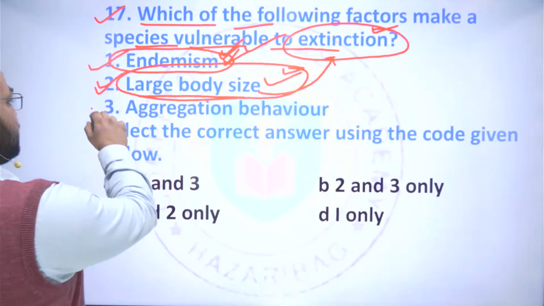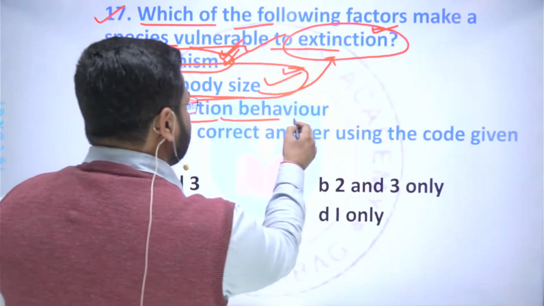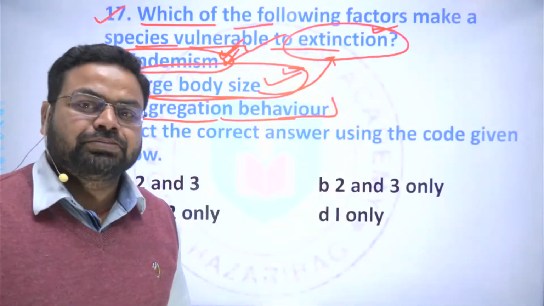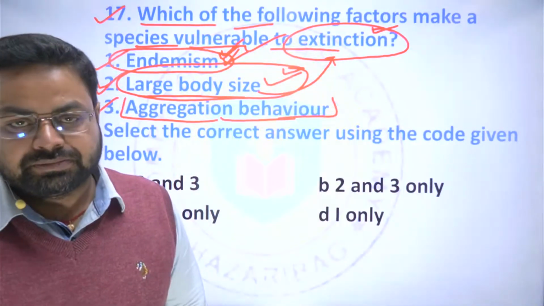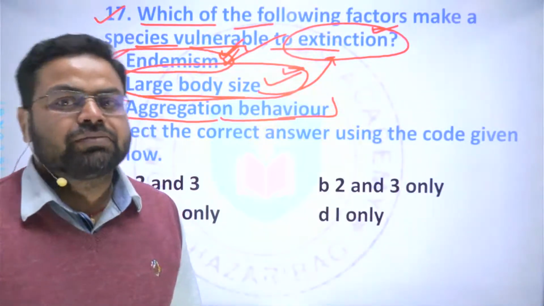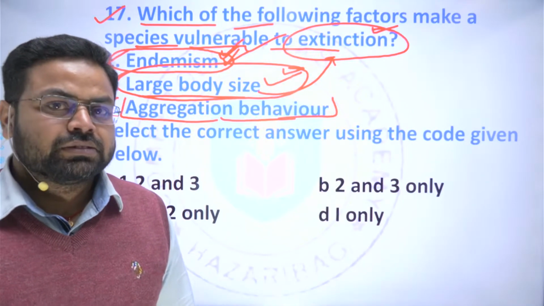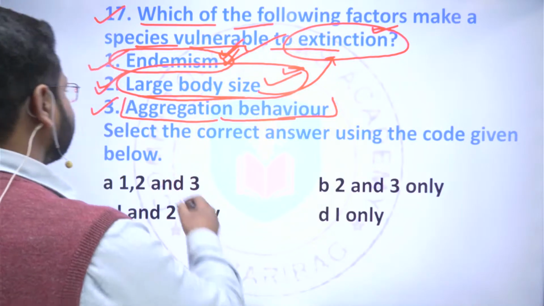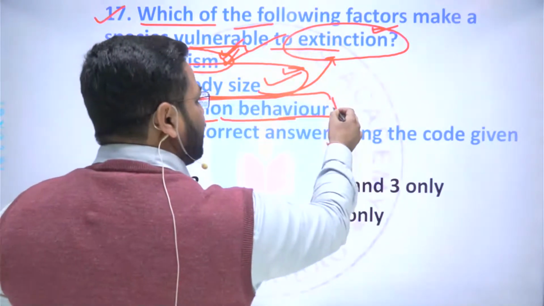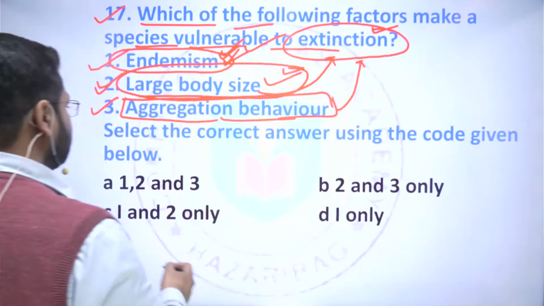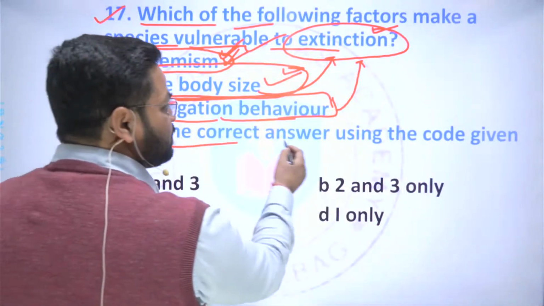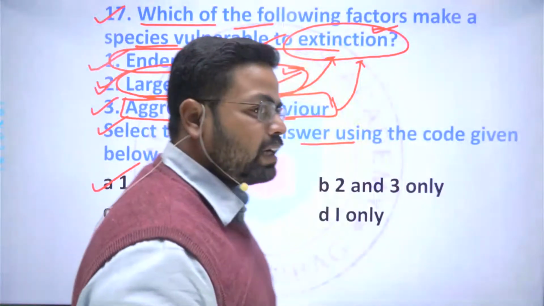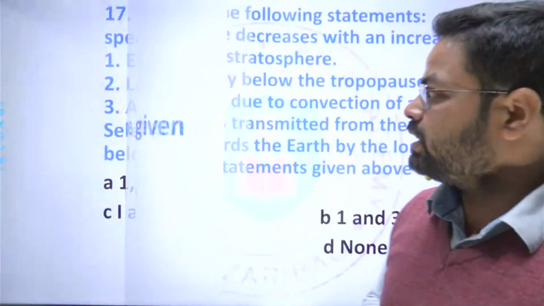And the third one is aggregation behavior. The animals go on to live in herds, in groups, and that is why again they become vulnerable to extinction. Not all animals are lions that walk alone. That is why aggregation behavior will again make them vulnerable to extinction. So here it says select the correct answer using the codes given below. So the answer will be option A, that is 1, 2 and 3.